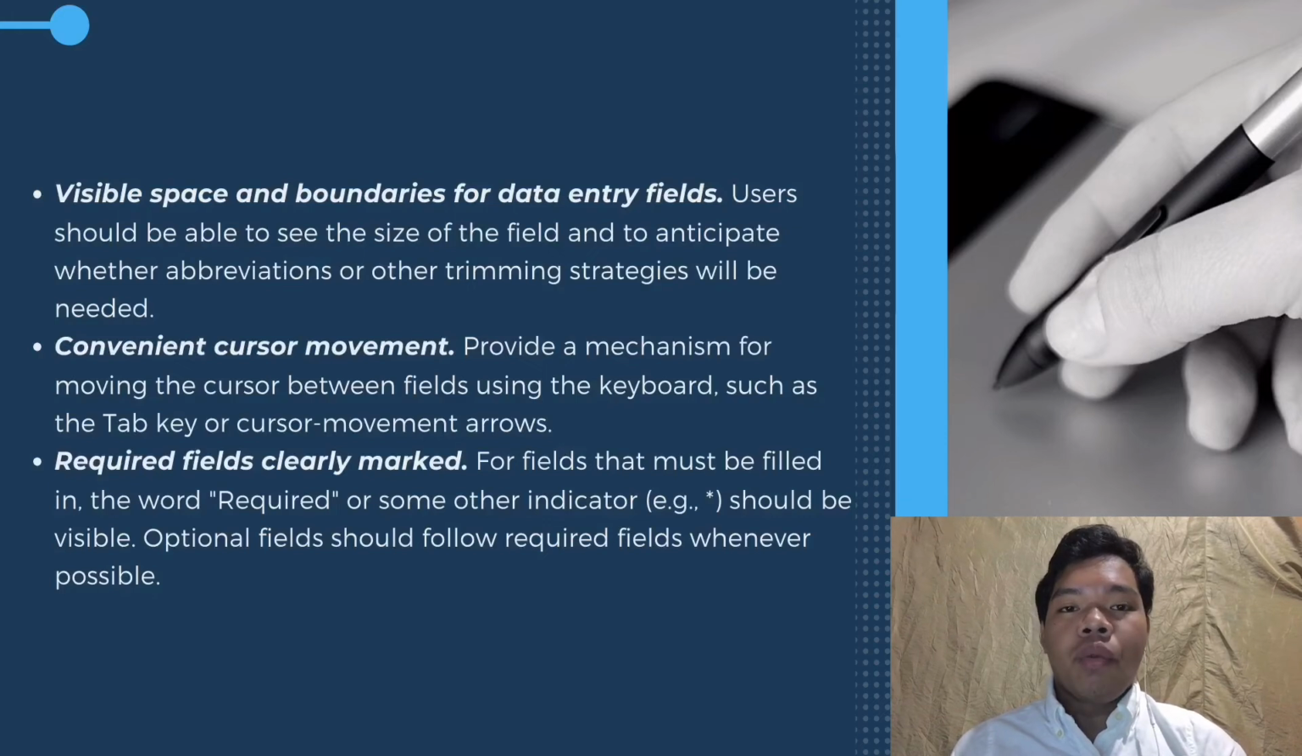Convenient cursor movement. Provide a mechanism for moving the cursor between fields using the keyboard, such as the tab key or cursor movement arrows. Next, required fields clearly marked. For fields that must be filled in, the word required or some indicator, for example an asterisk, should be visible. Optional fields should follow required fields whenever possible.